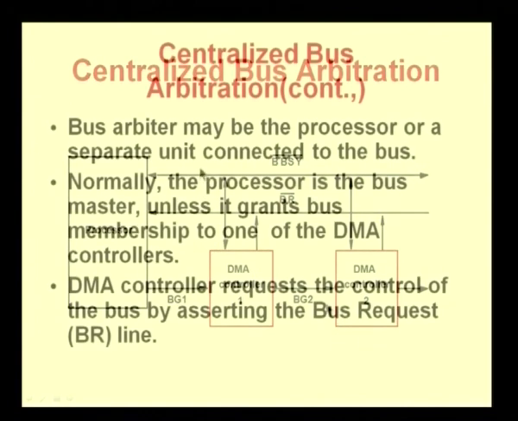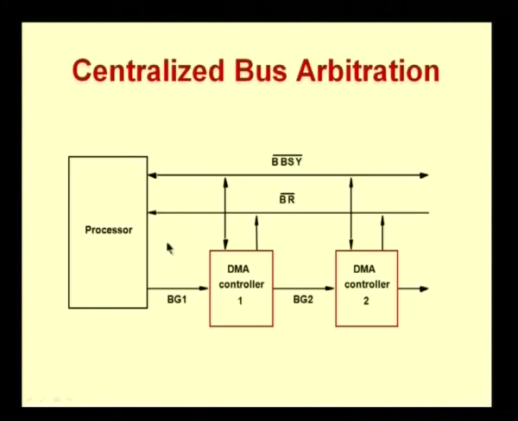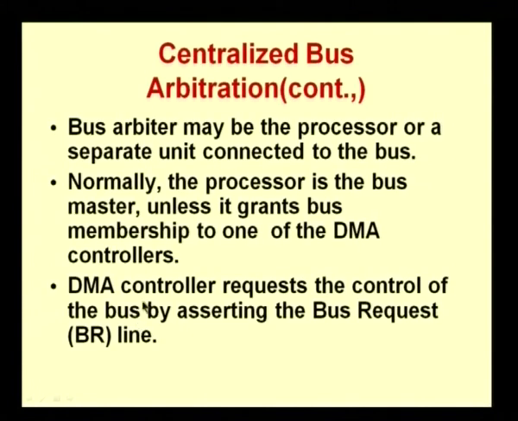So, as I said, the bus arbiter may be the processor itself or a separate unit which is connected to the bus. In this example, I am assuming that the bus arbitration is also done by the processor itself. Which means the processor knows when it has to access the bus, and any other access has to come by means of a bus request which comes from the particular device. So, DMA controller 1 or DMA controller 2 will send out its request by means of this bus request signal over here. Okay. So, the DMA controller is requesting the control of the bus by asserting the bus request signal. So, the BR line is asserted.